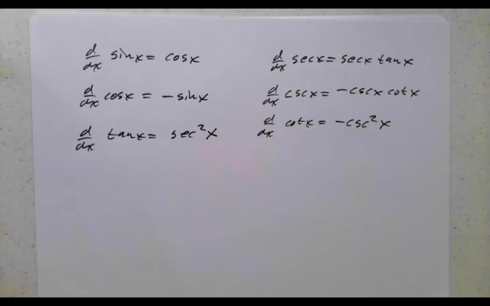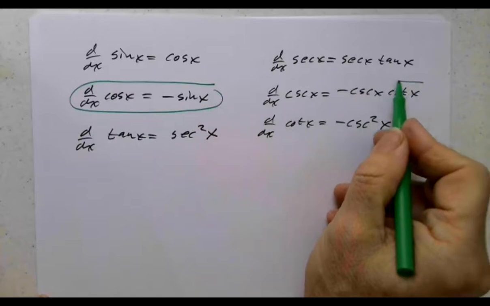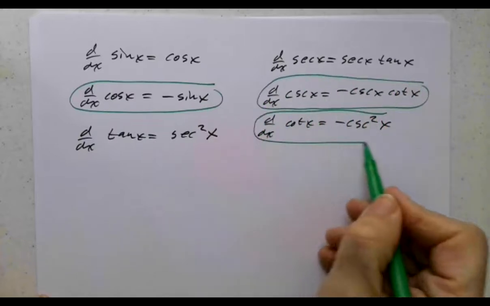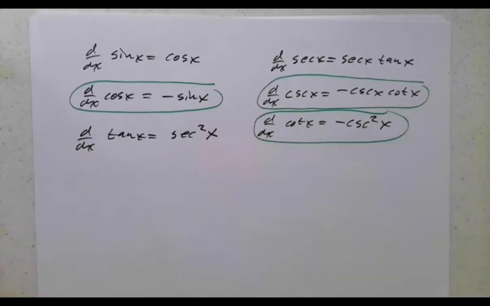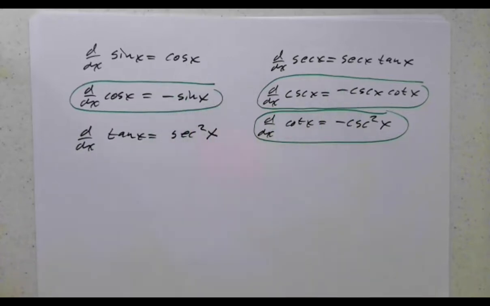I just want you to notice something. We have 3 cofunctions, cosine, cosecant, and cotangent. And I'd like you to notice that the derivatives of all 3 cofunctions are negative. So that's a little trick you can use to help you memorize those 6 rules.